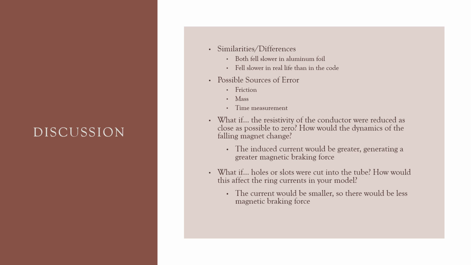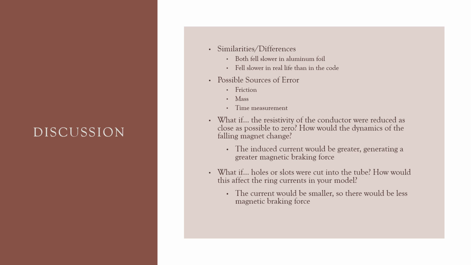All right, and for the discussion, so for the similarities and differences, both the code and real life showed that a magnet will fall slower through aluminum foil. However, the magnet fell more quickly through the foil in the code than in real life. This could have been caused by a source of error, such as unaccounted friction against the size of the tube, which would slow it down in real life, but it wasn't accounted for in the code.